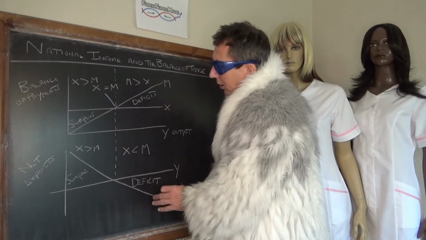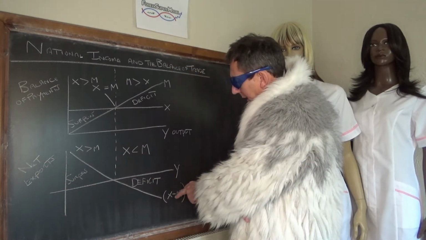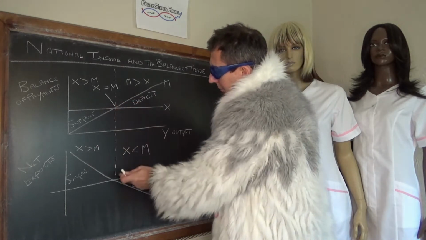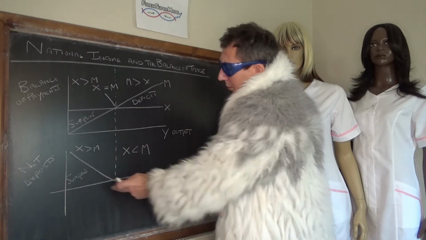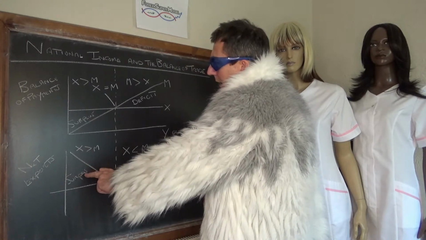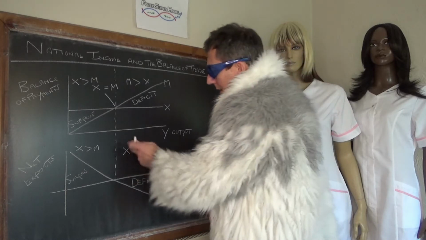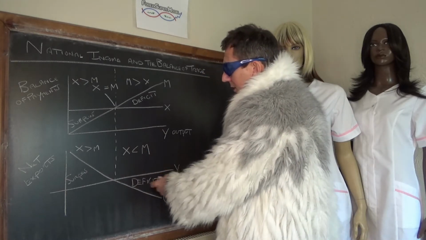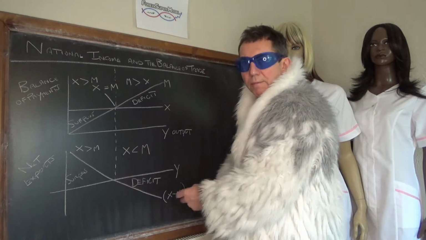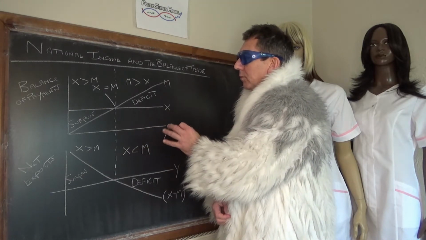Now you can show this in another way with net exports. Net exports is the difference between exports and imports, and you can see that our equilibrium point is there. So we've got a surplus in net exports here, where exports are greater than imports. Then we've got equilibrium, and beyond this income point we've got exports less than imports, and so we've got a deficit. It's the same but different. So that ties in with that.